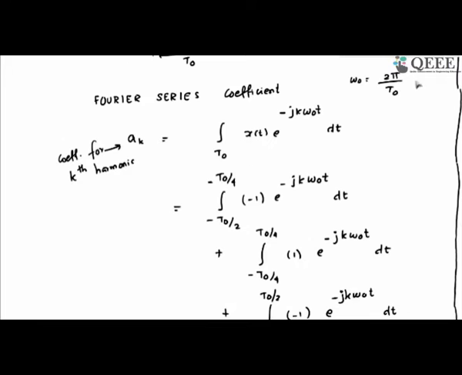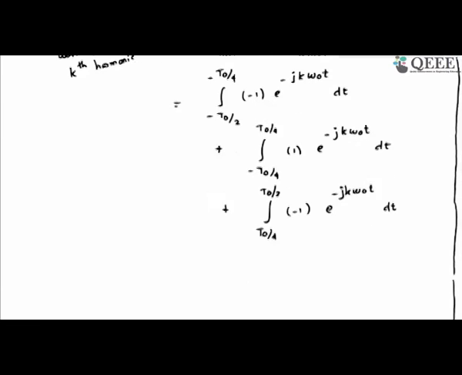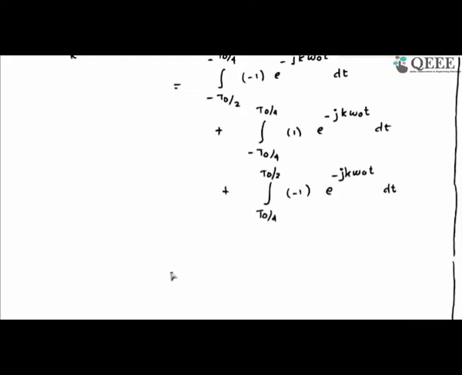Okay, so again as I said, omega naught is 2 pi by T naught. So when you substitute, find the integral and substitute the limits, it is very easy to verify that a_k will be 0 if k equal to 0. So when k equal to 0, this integral will become 0, and it is sin(k pi by 2), the whole thing divided by k pi, if k is not equal to 0.